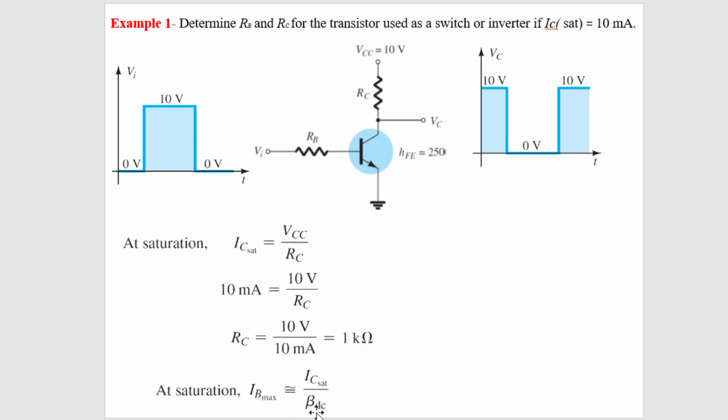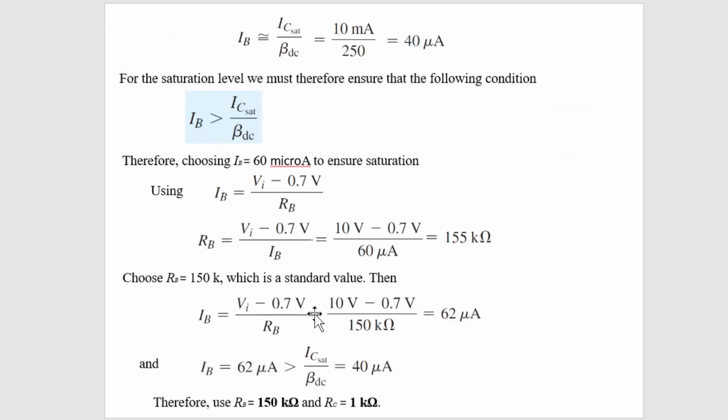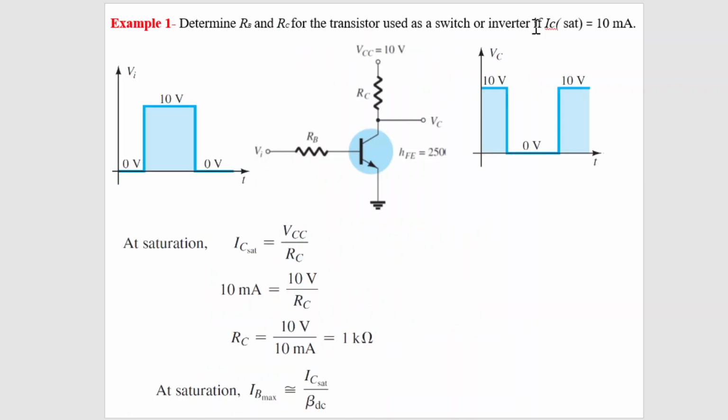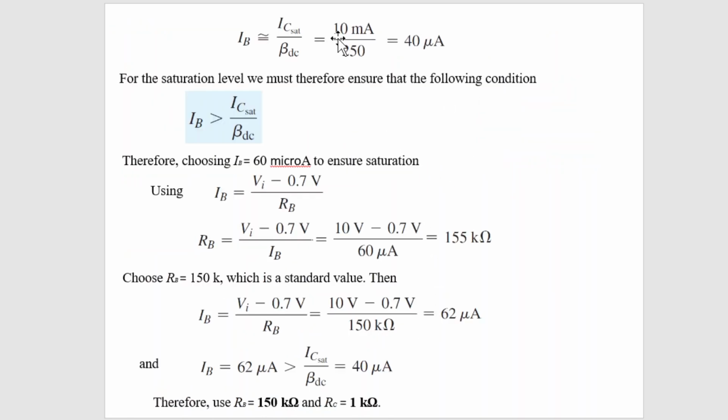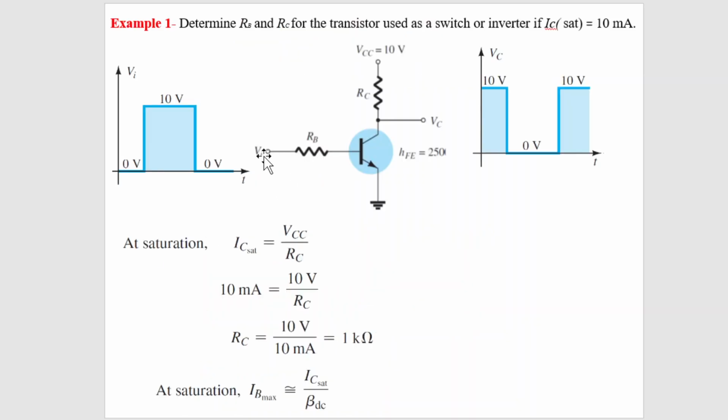Okay, so if you calculate this value, IB is equal to IC saturation upon beta DC. The IC saturation of 10 milliampere is given in the problem, and beta, that is hFE, is given as 250. That is equal to 40 microampere. That means in this situation, a base current of 40 microampere is flowing.